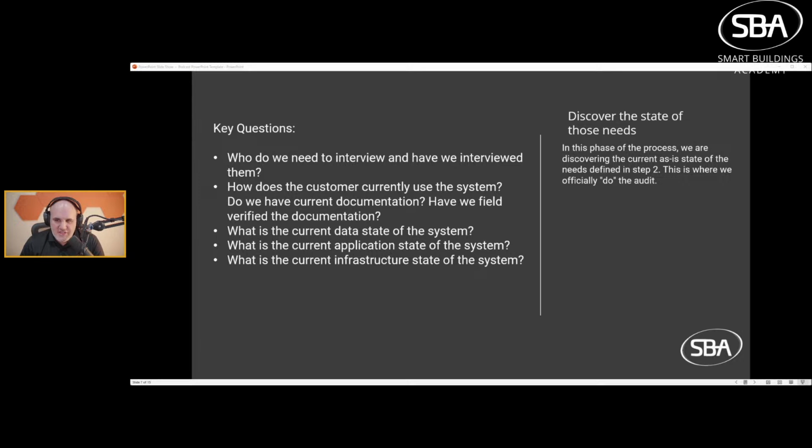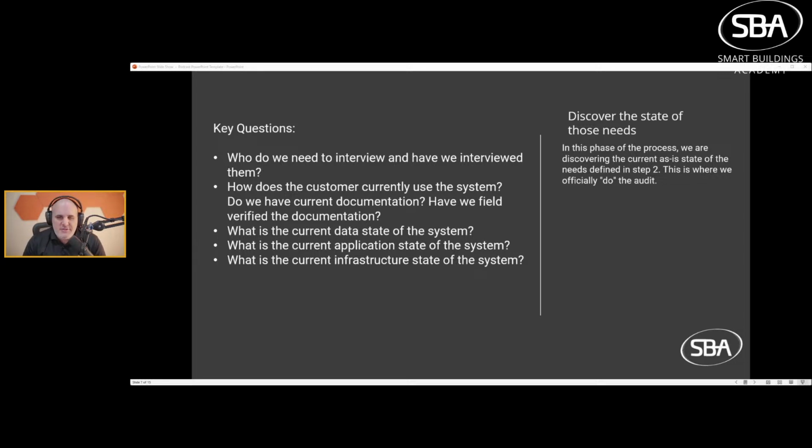Now we get into the actual auditing process, right? So in this phase, we are discovering the current as-is state of needs defined in step 2. This is where we're officially going to do the audit. I use the terms as-is and to-be quite a bit. Those are common enterprise architecture terms. So you'll hear me use as-is, to-be, and work packages. As-is is the current state. To-be is the state that the system is desired to be in to meet the use cases of the stakeholders after completion of the work packages. And the work packages are the retrofit work.